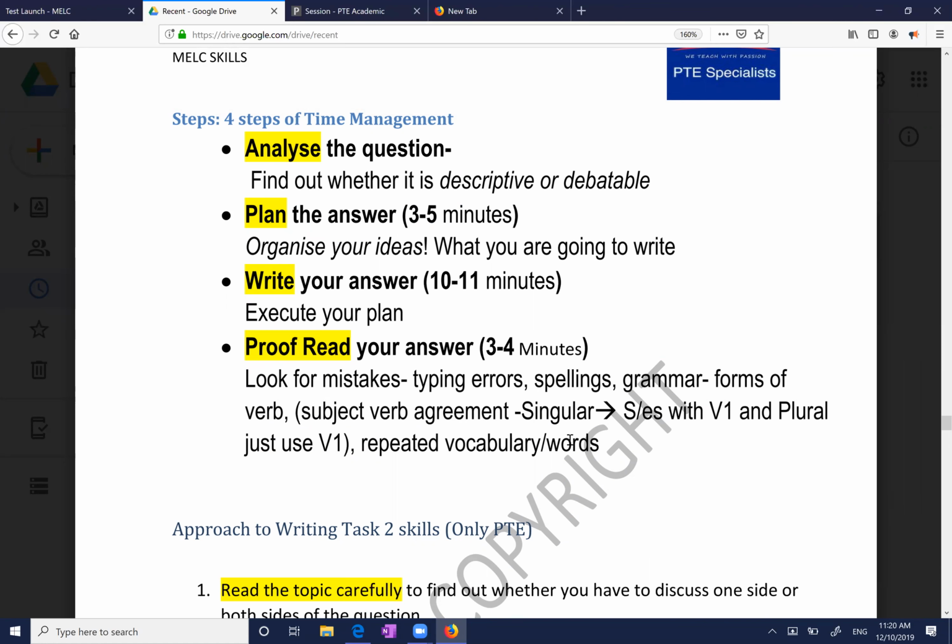In the beginning of the course, you might take 25 minutes or 30 minutes to write an essay, but 2 weeks before the exam or 1 week before the exam, you should be able to write everything in 20 minutes and proofread as well. Yes or no?